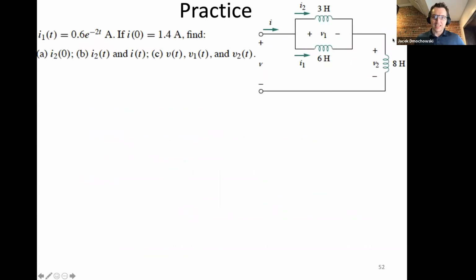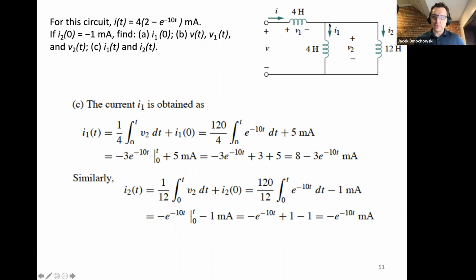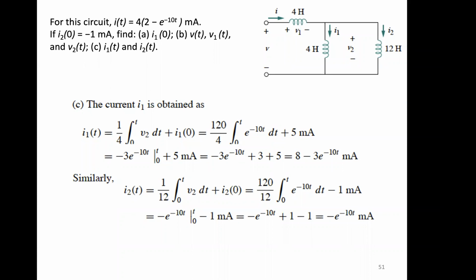I'll take your silence as 100%. Oh, what is the V2 representing? Yeah, so the V2 is just the voltage across these two inductors, which are in parallel. They are constrained to have the same voltage at all times because they're connected. If you take two inductors and hook them up to the same terminals, they're going to have different currents, but they're always going to have the same voltage.